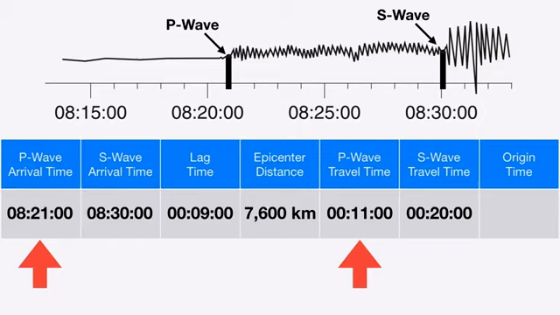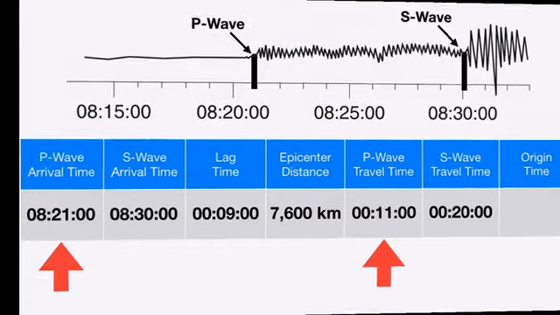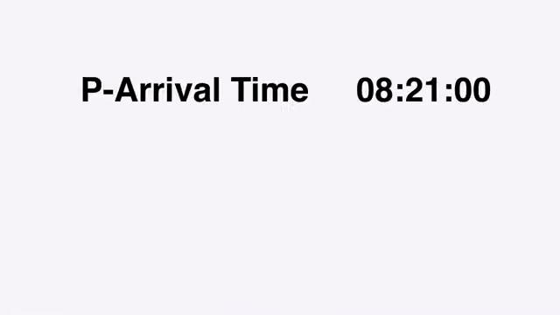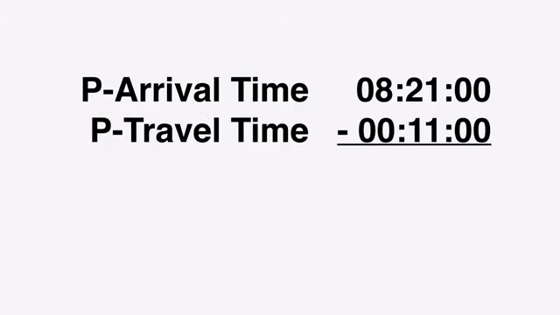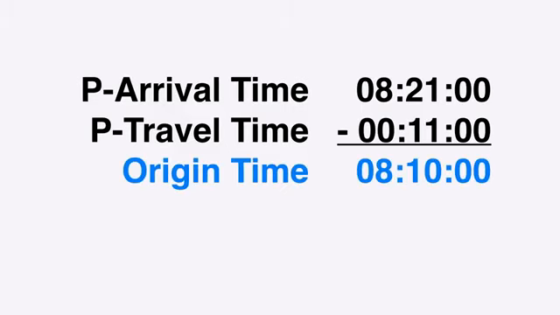Now, if you think about this in terms of being something like, let's say, the pizza delivery man. If the pizza delivery man arrived at my house at 8:21 and it took him 11 minutes to get here, can't I figure out what time he left the pizza place? It's the same idea here. We're going to do a subtraction problem with the P arrival minus the P travel, something like this. The P wave arrived at 8:21 after traveling for 11 minutes, which means it left the earthquake at 8:10. So I know my origin time, or the time of the earthquake, was 8:10.